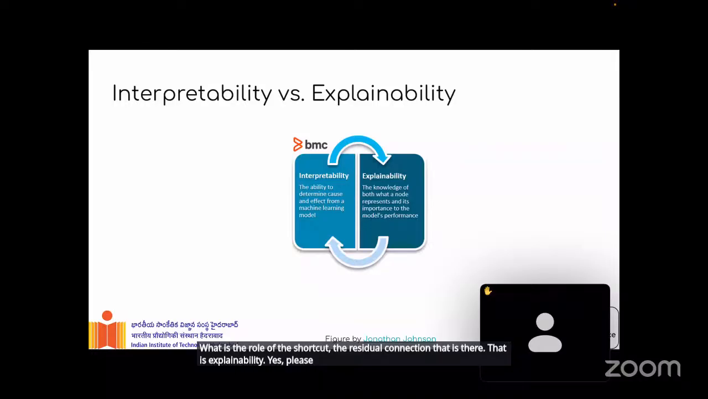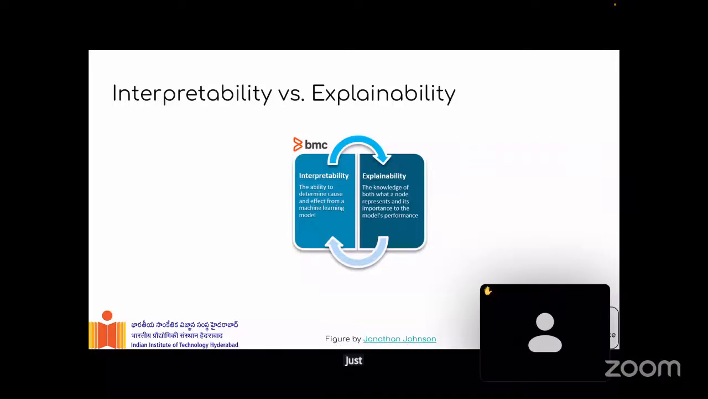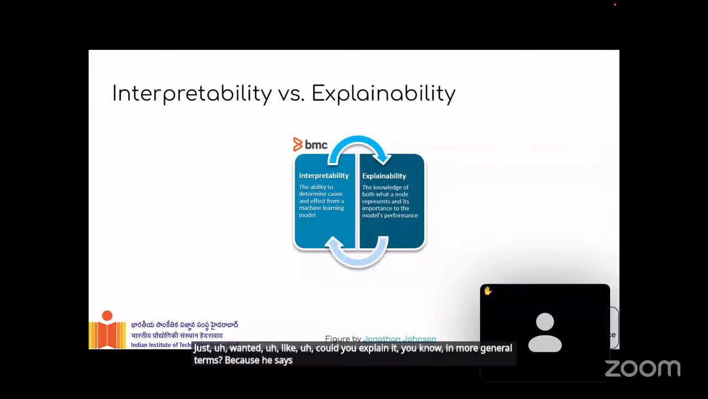Yes, please. There is a hand raised. Just wanted, could you explain it in more general terms, because he says what a node represents.